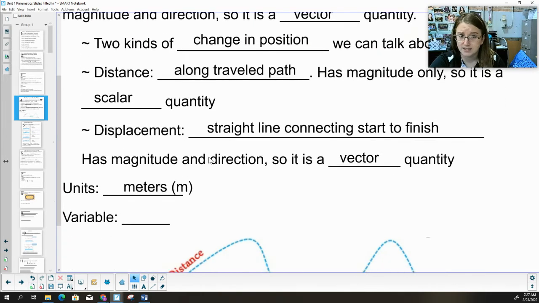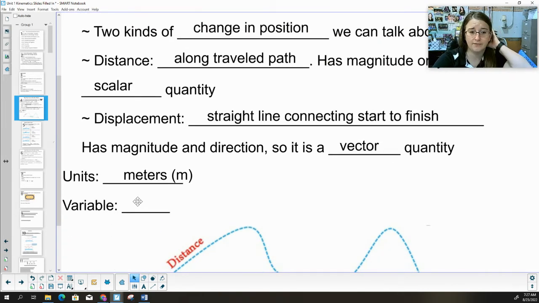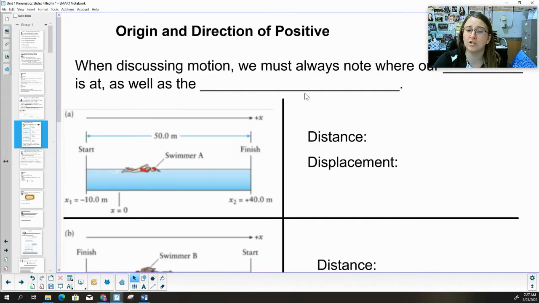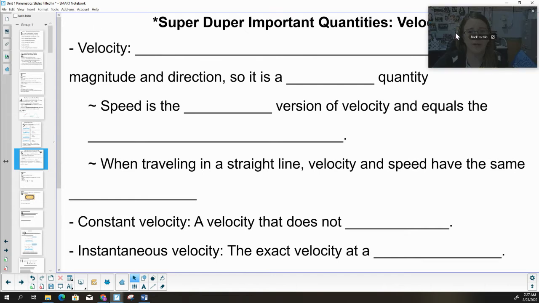Units are obviously meters because it is talking about how far you're traveling. The variable, again, is x. Very confusing, I know, but that's what it is. We're going to skip this slide that says origin and direction of positive. We're going to come back to that later. You guys are going to do one more slide here in this video.